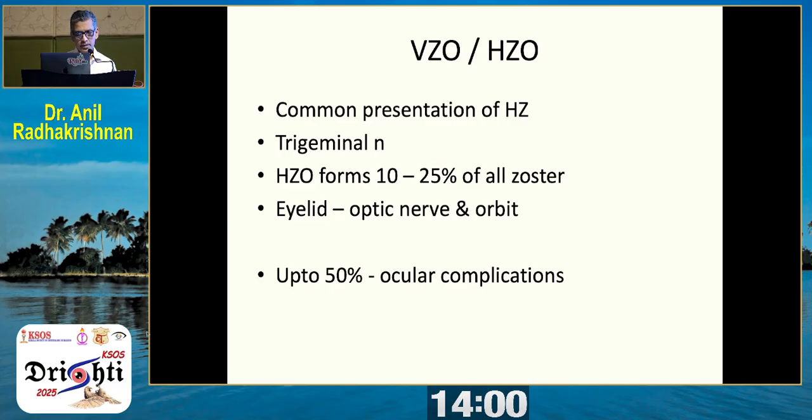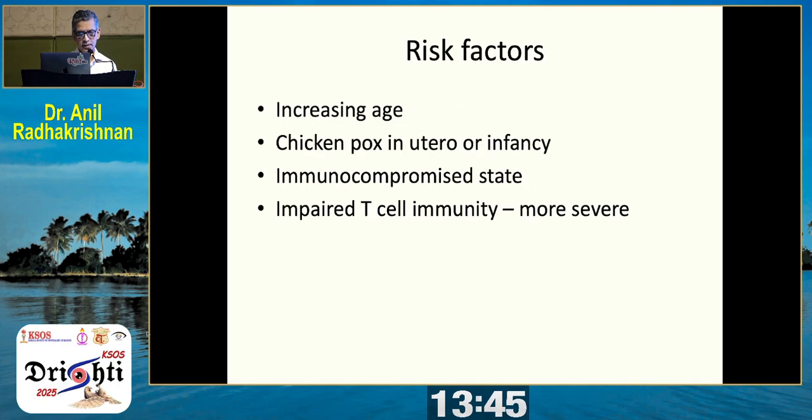The trigeminal nerve is usually the one involved. Varicella zoster accounts for about 10 to 25% of all zoster infections, and the notable thing is that up to 50% will have ocular complications; it varies between 40 to 60%. Risk factors are increased age, an immunocompromised state, and impaired T cell immunity. A lot of people who take chemotherapy or BMT take the varicella vaccine to prevent this from happening.